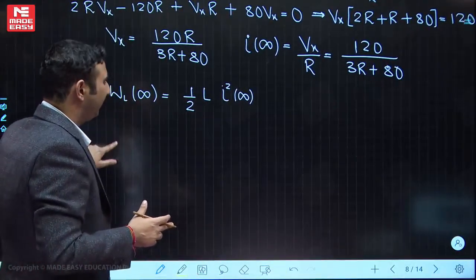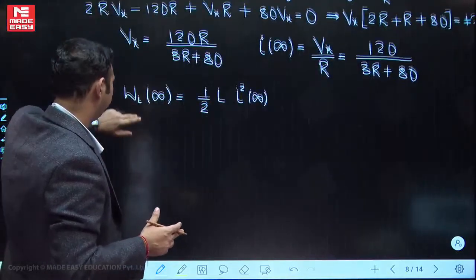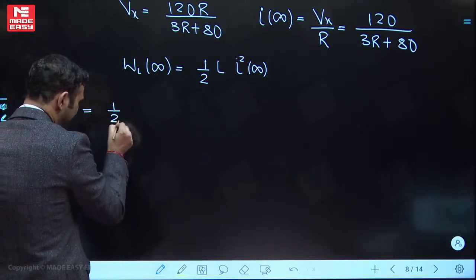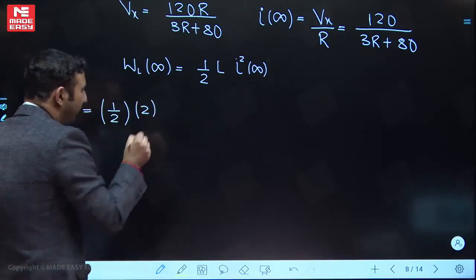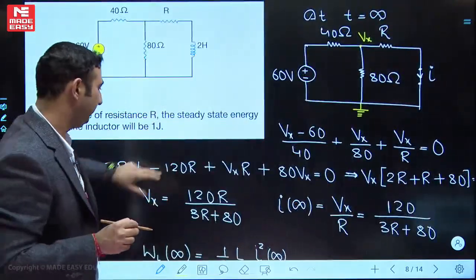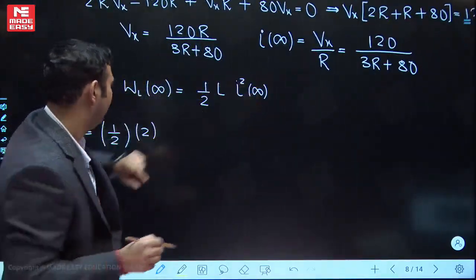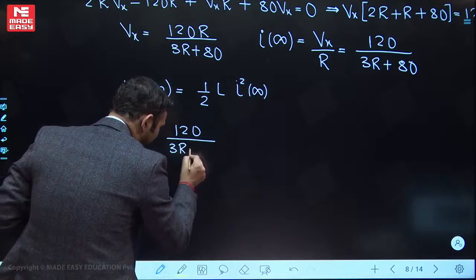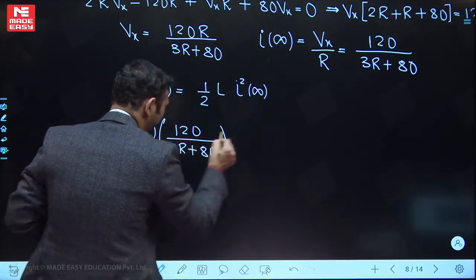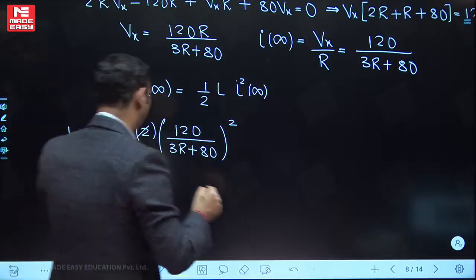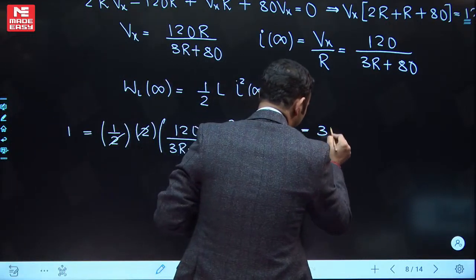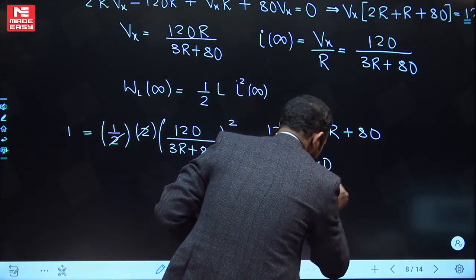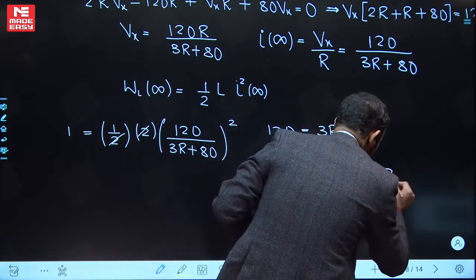What is WL infinity? In the question he has mentioned it is 1. So 1 will be equal to half, inductor is of 2 Henry value, 2 Henry, I infinity square, so it will be (120 divided by 3R plus 80) whole square. I hope you can do the calculation on your own, it's just waste of time. So 120 will be equal to 3R plus 80, or you can see R will be equal to 40 by 3, that should be equal to 13.33 ohms.